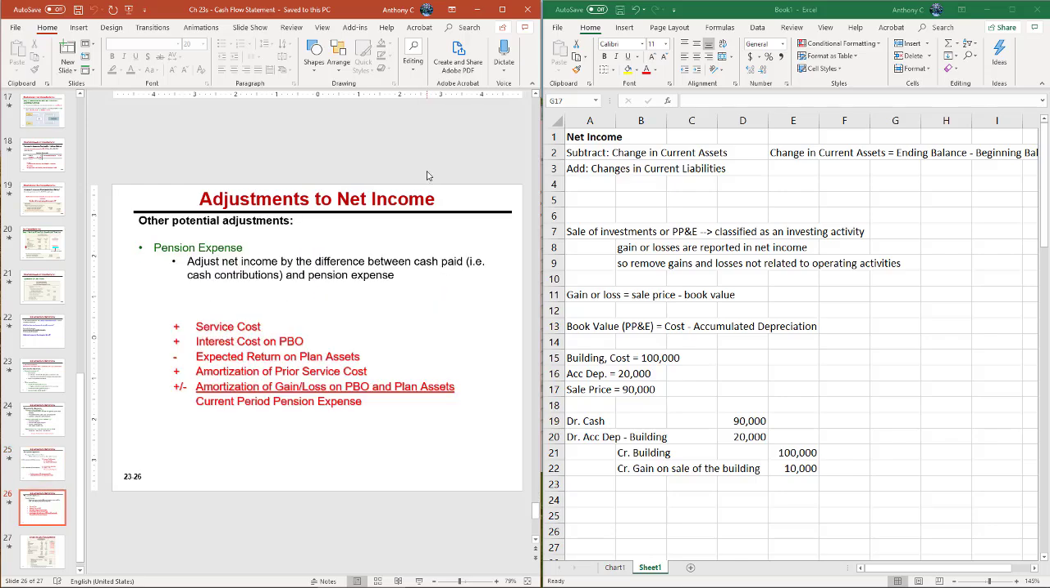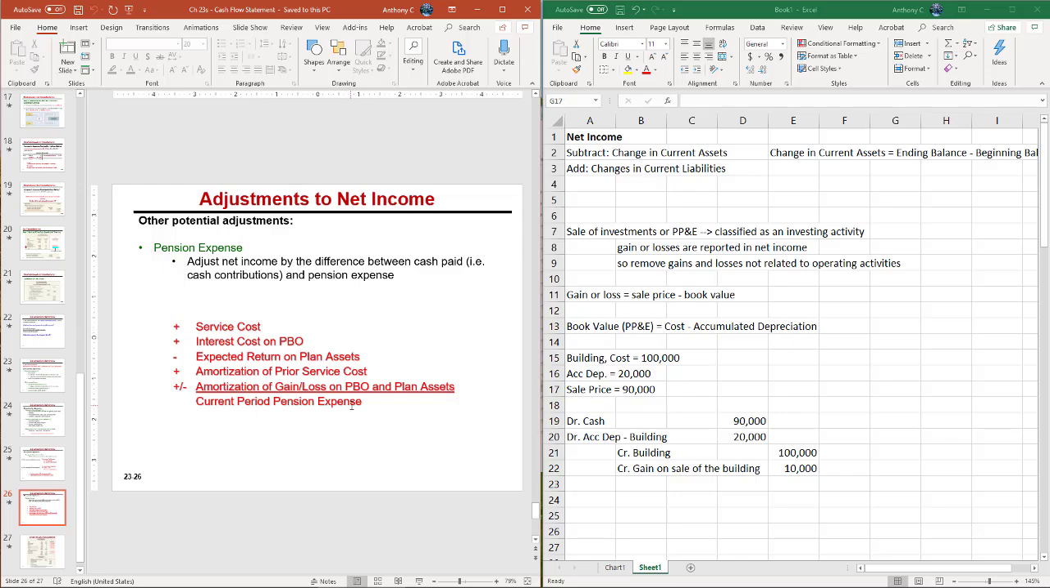And then the last adjustment we'll deal with is for pension expense. Same thing for pension expense. We're not going to go too far into detail on this, as going over all the components of pension expense is going to take quite a bit of time. But if you think back to the chapter where we covered pension expense, all these components of pension expense are non-cash items. For example, service cost is the increase in the future projected benefit obligation from our employees providing another year of service.